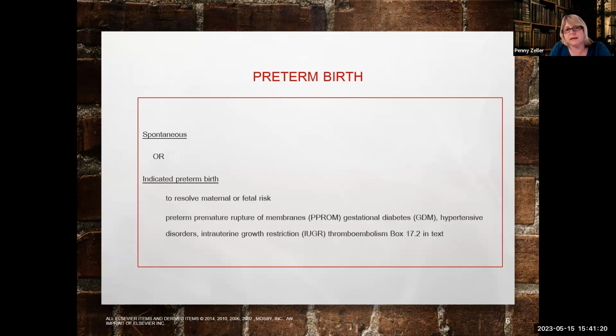If the mother gets really sick, or she has a pulmonary embolus, and she's only 36 weeks along, we're going to have to deliver the baby. Okay, so indicated means something is occurring where the mother or fetus is at risk. So it's indicated that we go ahead and deliver the baby. There's a box on page 17.2 if you want to look at that.